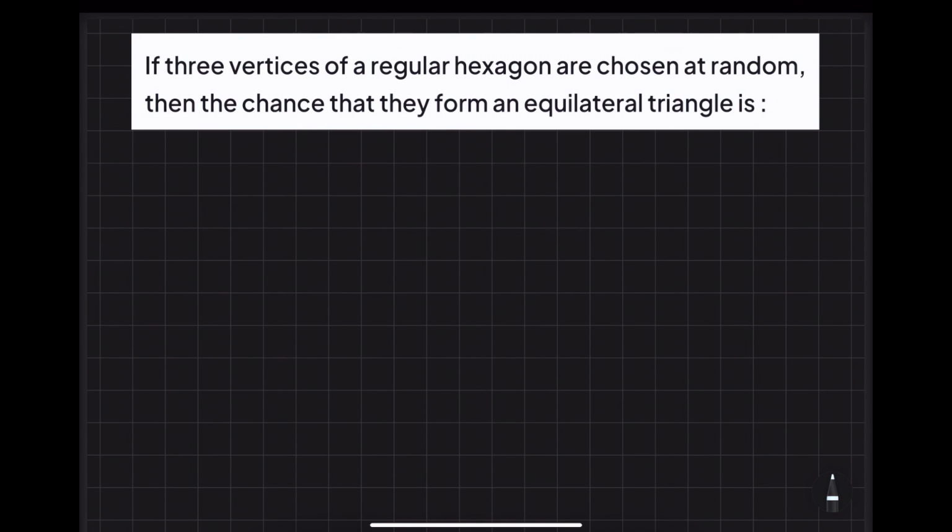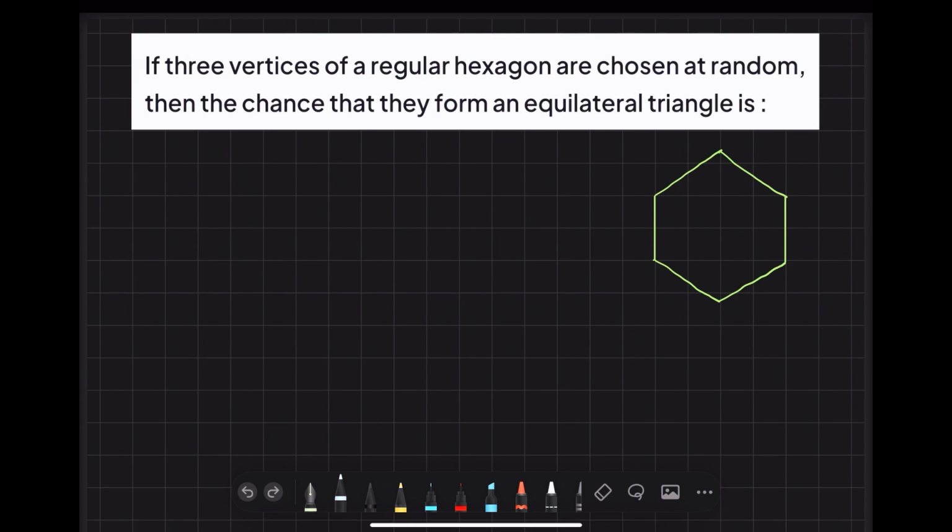So, we got a wholesome new problem which says: if three vertices of a regular hexagon are to be chosen at random, then the chance that they form an equilateral triangle is. So first you have to make a regular hexagon. Regular hexagon means a hexagon having all sides equal. Okay.